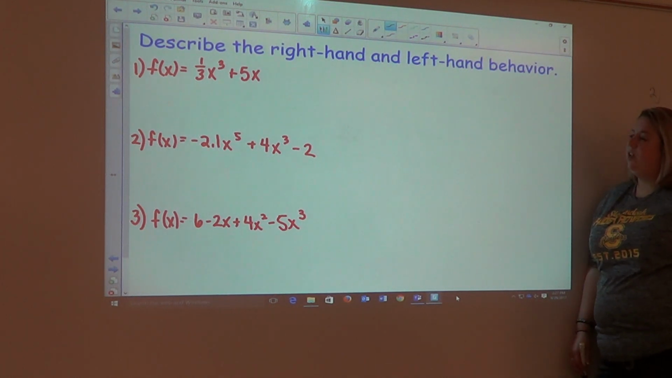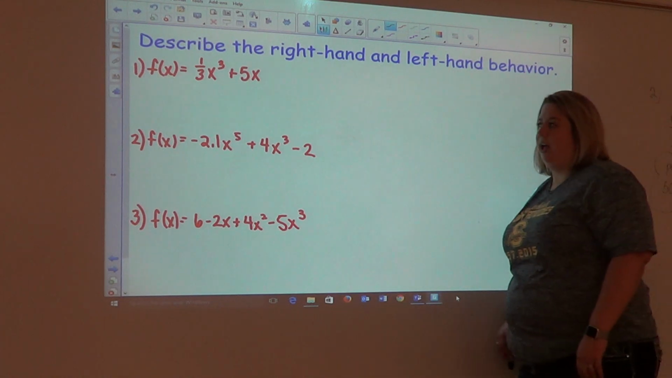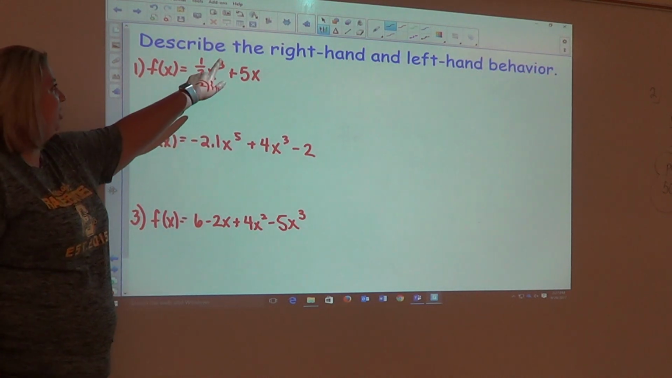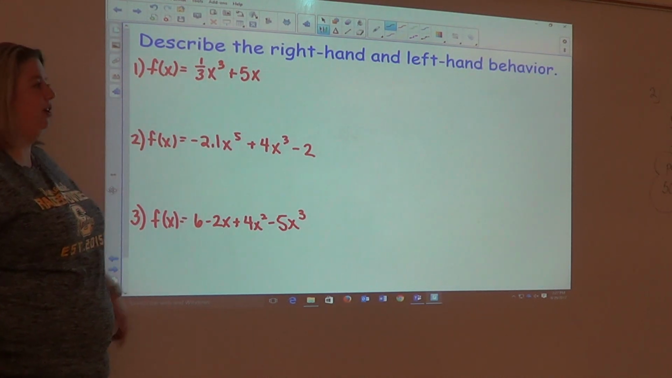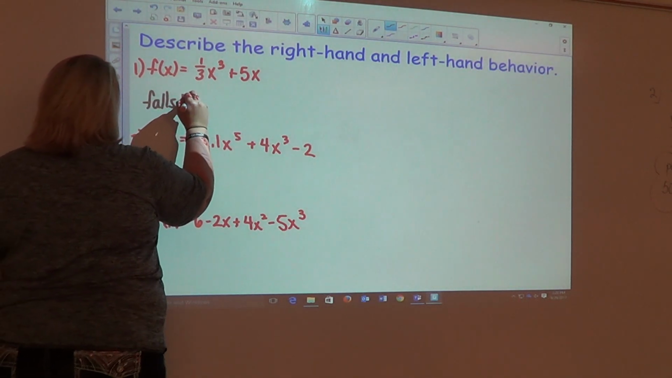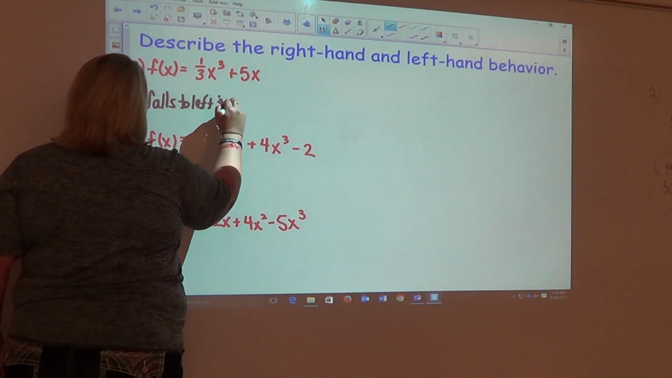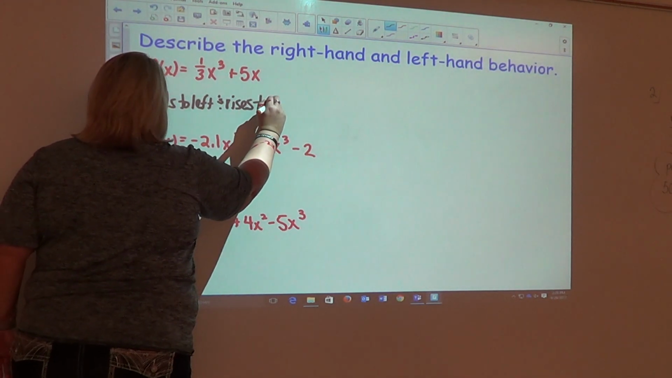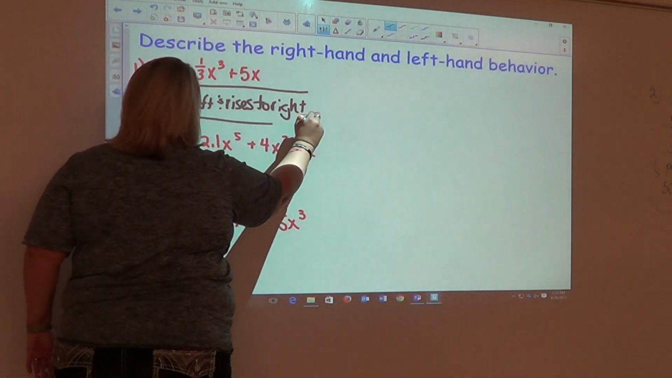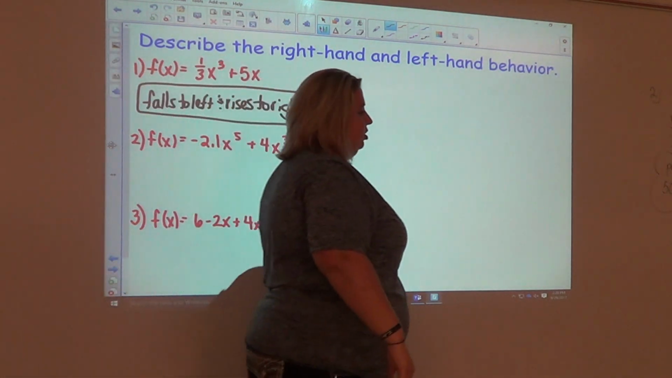Okay, so we're just going to have the right-hand, left-hand behavior, and the end behavior. So you're going to look at the degree. What's the degree on number 1? 3. Okay, is that number odd or even? Odd. And then is my number in front positive or negative? Positive. So what happens if it's an odd degree and a positive leading coefficient? Falls to the left, rises to the right. Write it down. So you're not graphing this section at all. You're just describing.